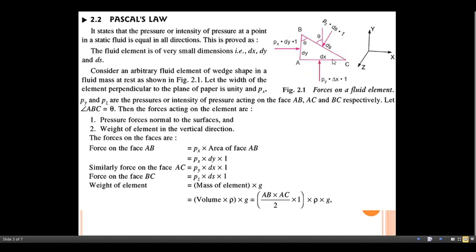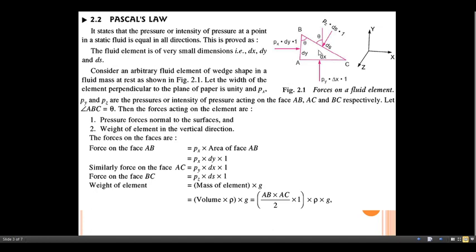Let us consider an arbitrary fluid element of wedge shape in a fluid mass at rest, as shown in the figure. Let the width of the element perpendicular to the plane of the paper be unity, or 1. Px, Py and Pz are the pressures, or intensities of pressure, acting on the faces AB, AC and BC respectively.